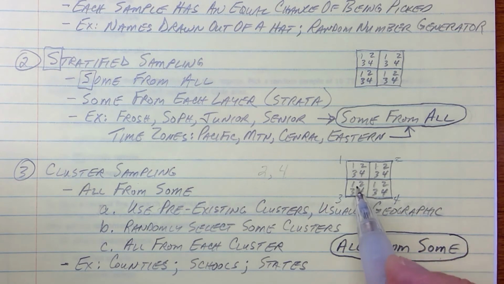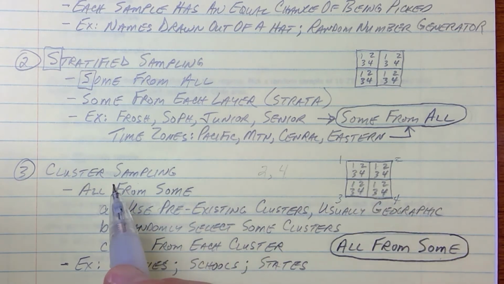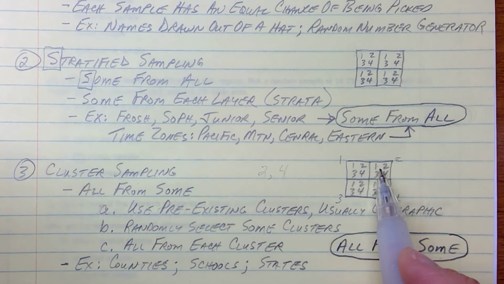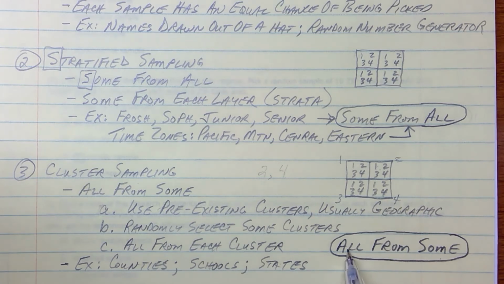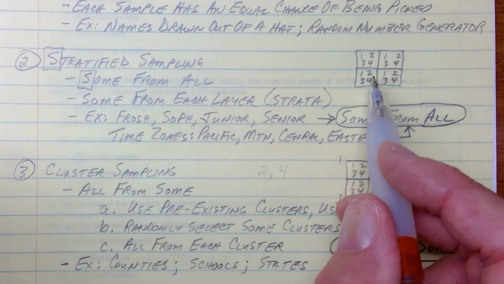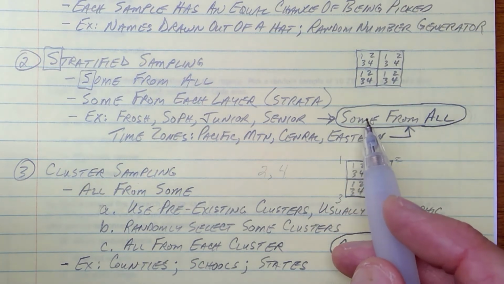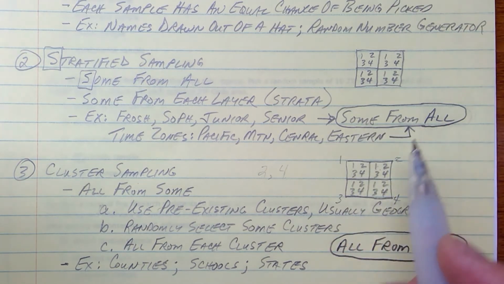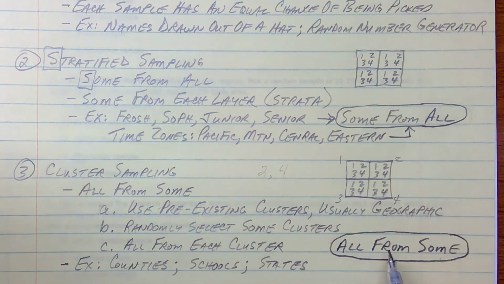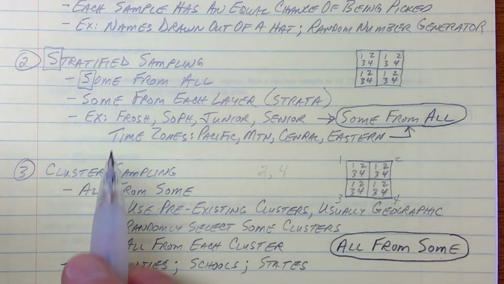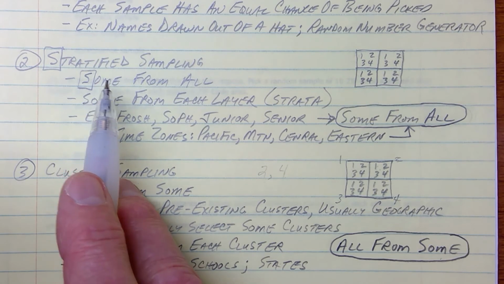See, I didn't even interview anybody in these 2 groups. With cluster sampling, I'm going to interview everybody in this group and everybody in this group, but I didn't get all the groups. So I interviewed everybody from some of the groups versus a few people from all of the groups. So that's how I write it. I interview some from all of the groups, or I interview everybody, but just from some of the groups. That's stratified versus cluster.